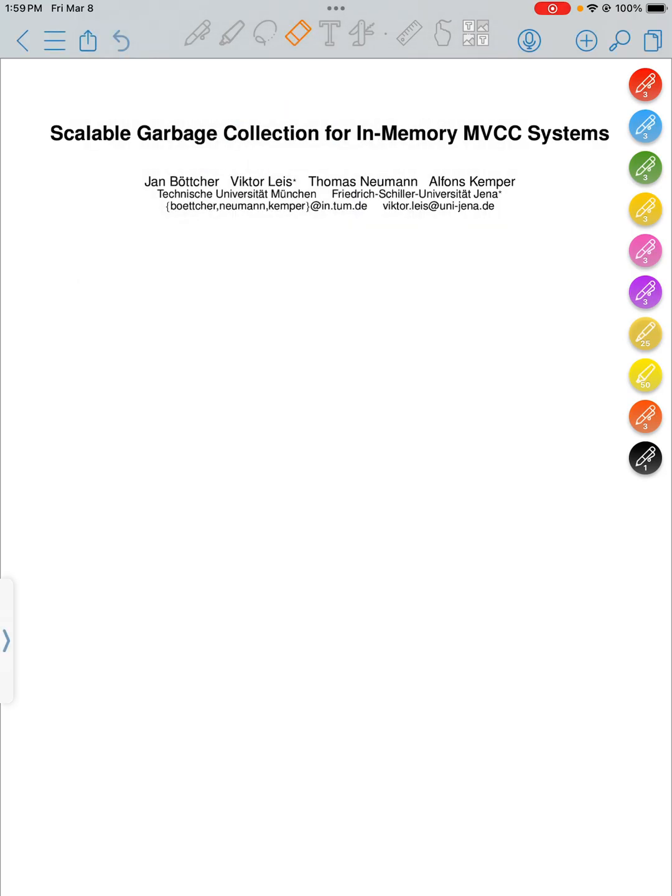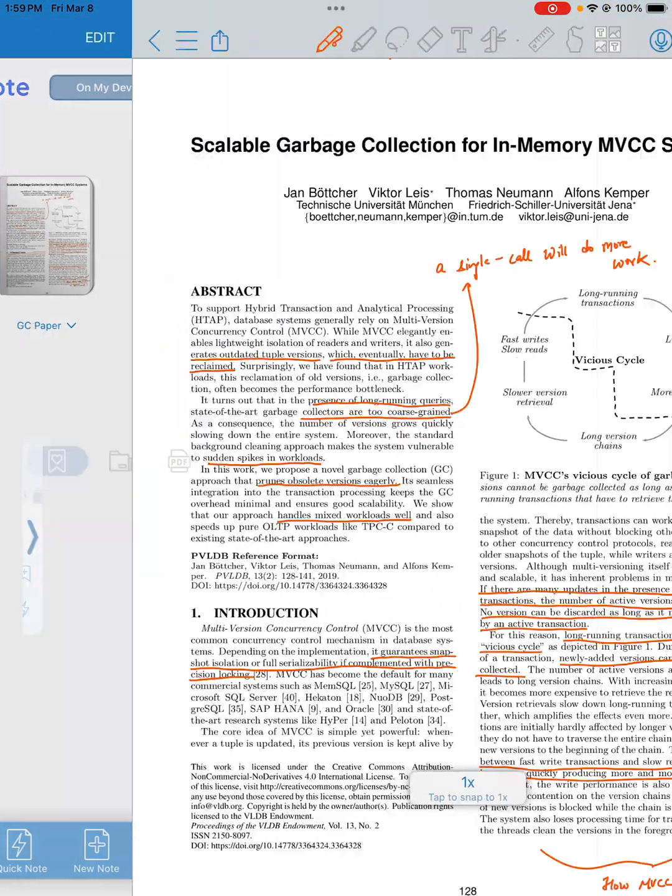Okay. So now, just to give some basic information, this has been written by four authors who work in these universities, and let's look into some of the things that they have shown in this paper.